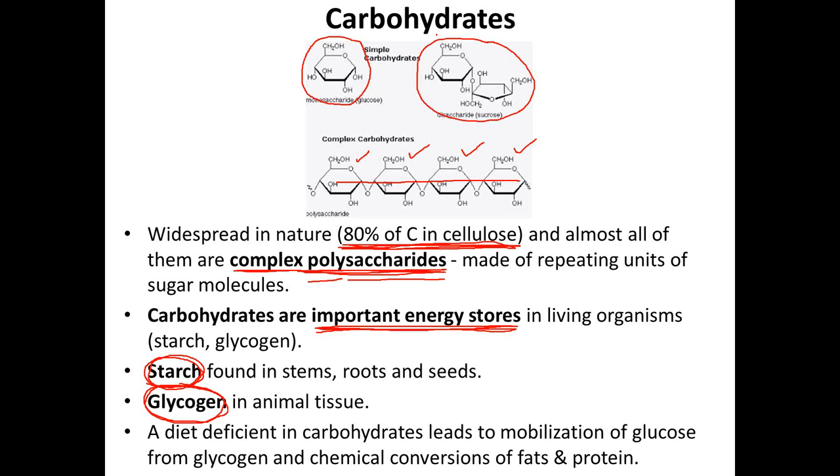If we don't have a steady supply of carbohydrates, then effectively we first of all use our energy stores. So we mobilize our glucose, which is the primary energy source in the body, from glycogen. And then when we run out of glycogen, or when glycogen is running low, we then convert fats and protein to get the energy that we need. So carbohydrates are important energy sources.